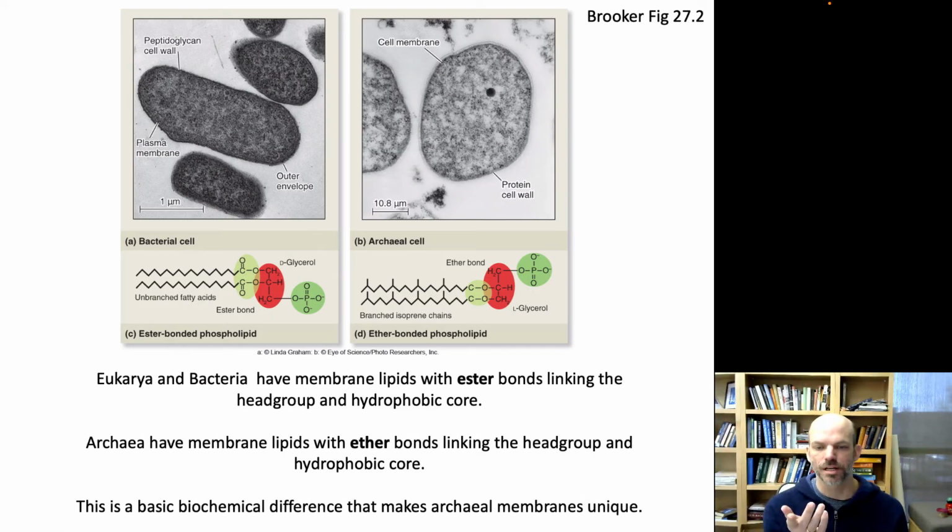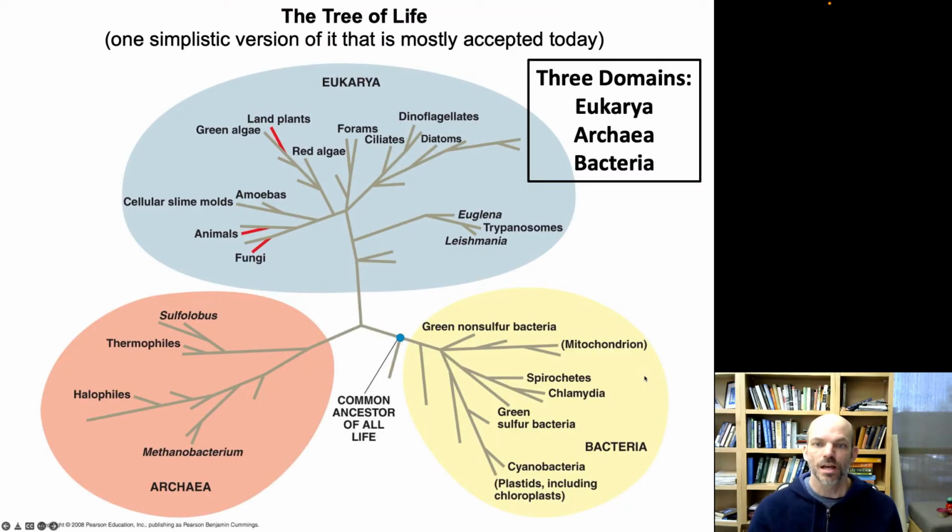I mentioned this in the table, but here is a diagram, a figure showing in more detail those ether lipids in the archaeal cell membranes compared to the ester bonds in the lipid membranes of the bacteria and eukarya. So that's a really basic biochemical difference. And again, all of that is to show some concrete examples of how we can organize all life on the planet into 3 domains and how all 3 domains are mostly microbial.